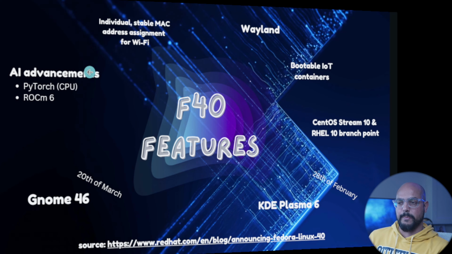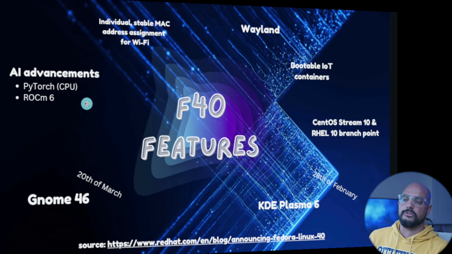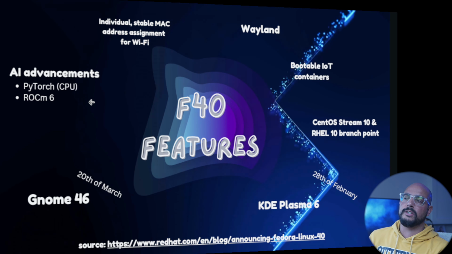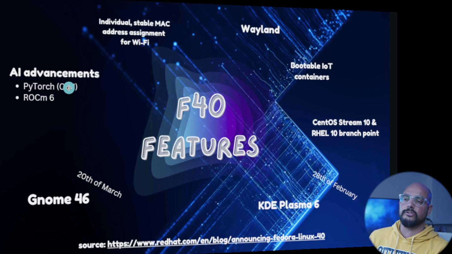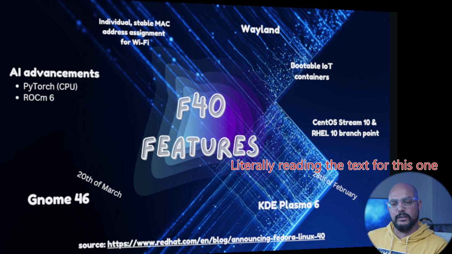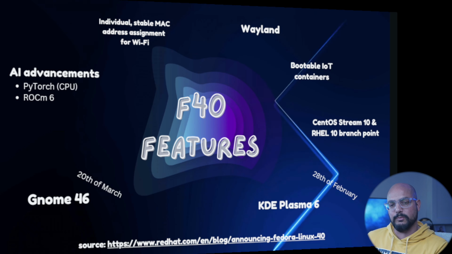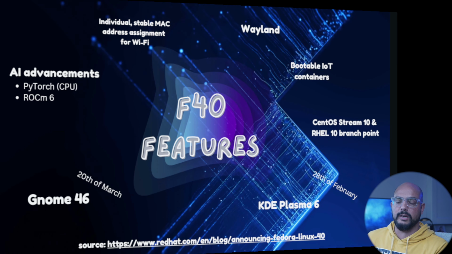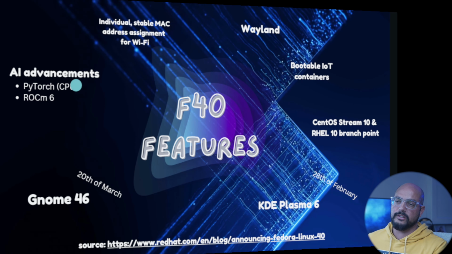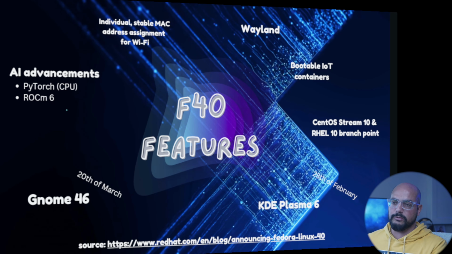Let's talk about the features. So they have some AI advancements. They're shipping PyTorch with CPU processing enabled, but not GPU enabled yet. They're working on it. This is just the first version. ROCm 6 is the latest release of AMD software optimized for AI and HPC workload performance on AMD GPUs. But they haven't combined PyTorch with ROCm. So maybe they will do that in the future.